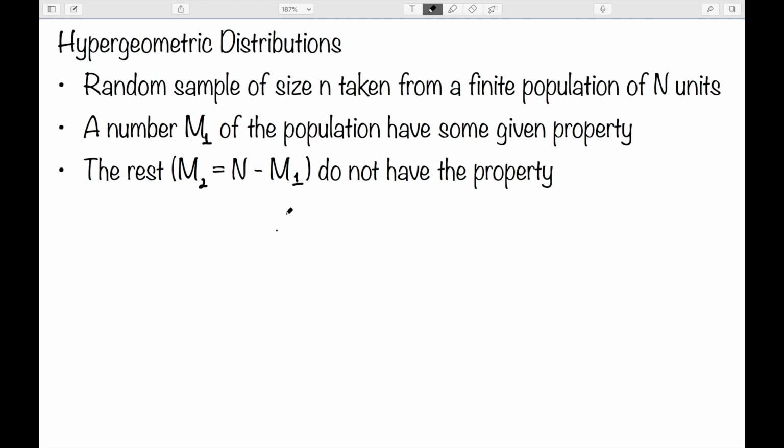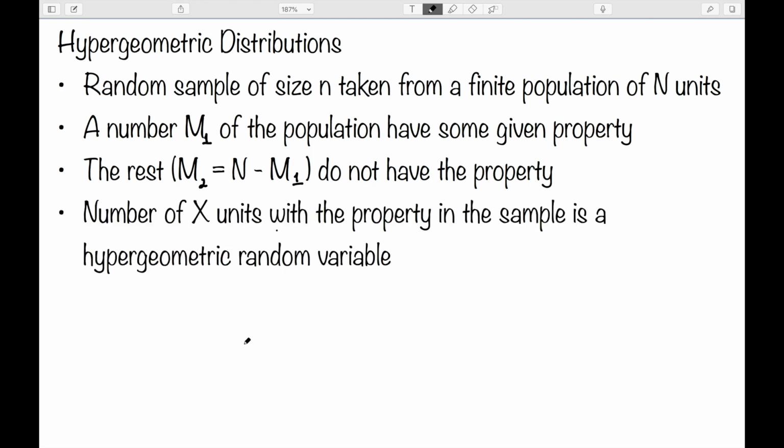So the main difference between the binomial and the hypergeometric is independence. In a binomial distribution, all of my experiments, all of my individuals, were independent. However, here we don't have our independence property anymore. We then have the number of x units with the property in the sample is a hypergeometric random variable.